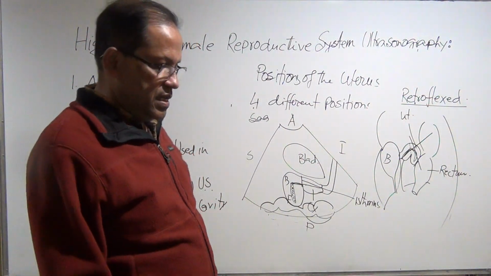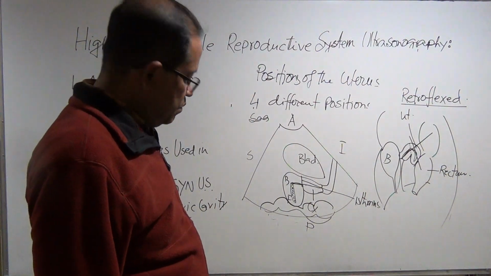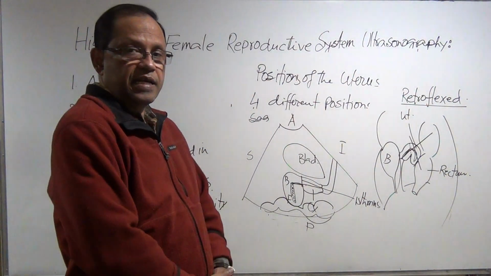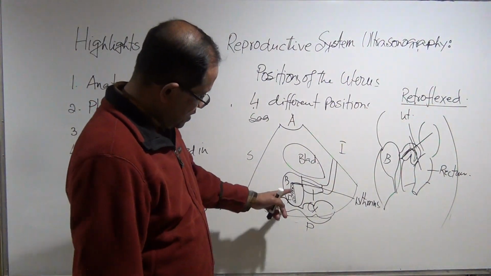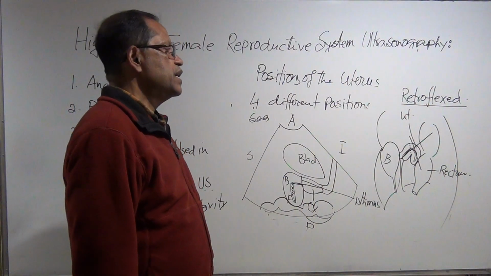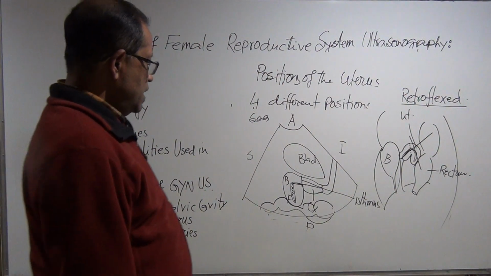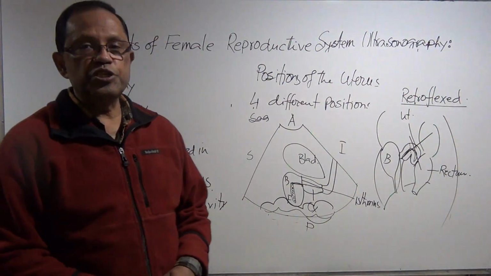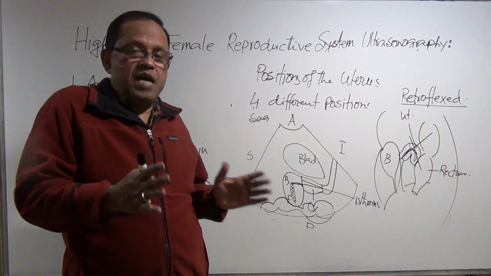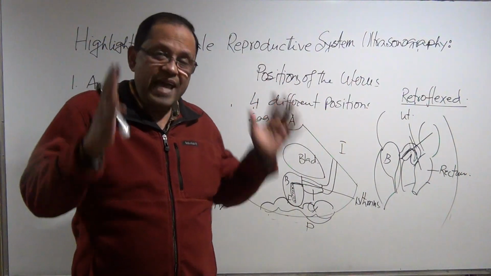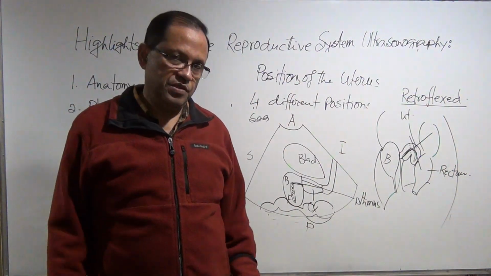That's why miscarriage is common. Difficulty in getting conception is more in retroflexed. Okay, I hope you understood the four positions with the clinical condition and the sonographic appearance.